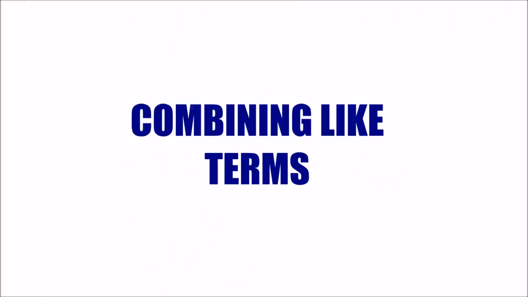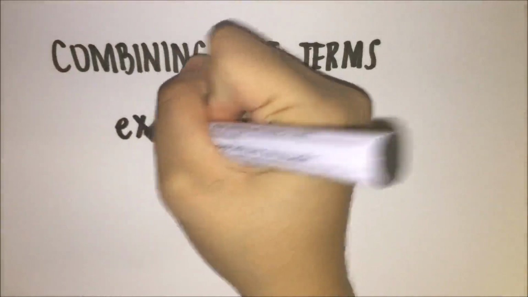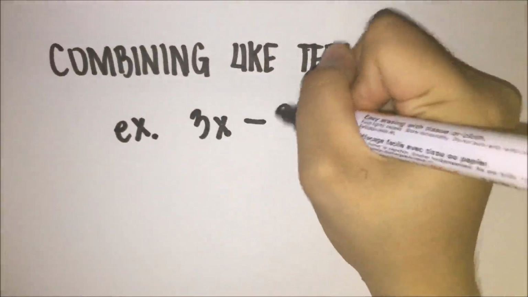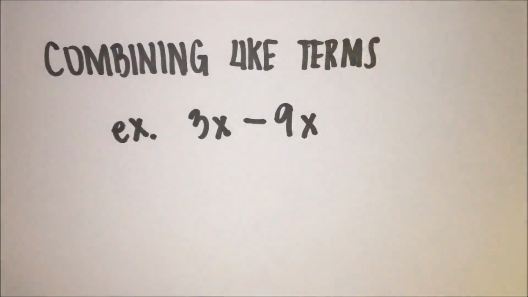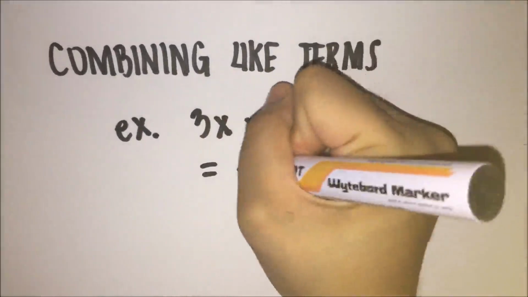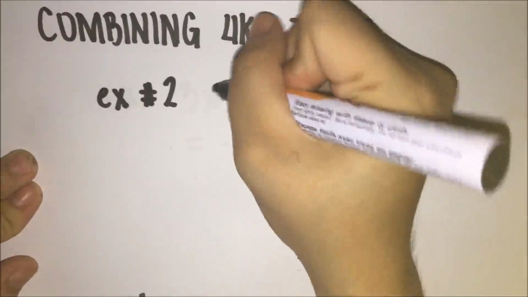Combining like terms. When adding or subtracting like terms, all we really need to do is to combine all the coefficients. Example number 1, we have here 3x minus 9x. So we will subtract 9 from 3, and that is negative 6, so negative 6x.